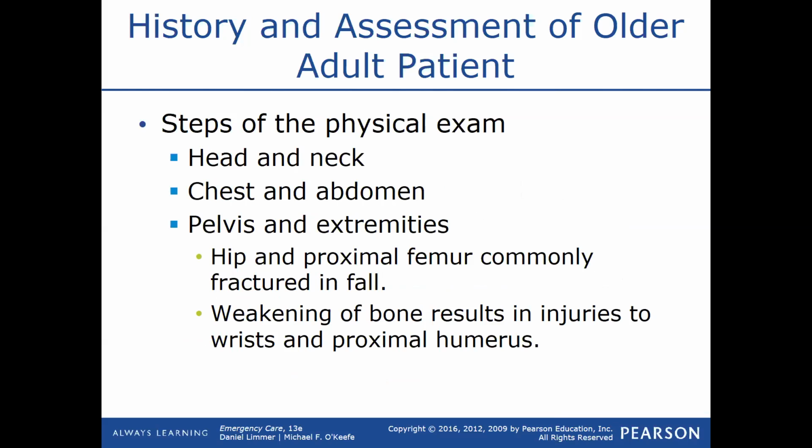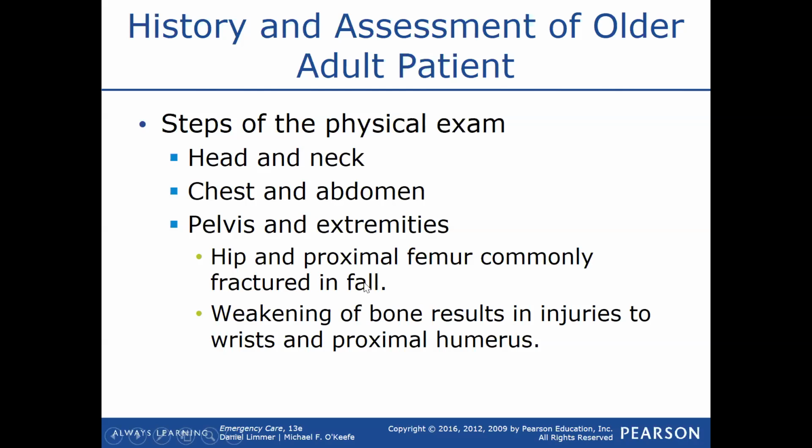So pelvis and extremities. Hip and proximal femur commonly fractured in falls. So yes, this is very common. This is a very common fracture. It's going to be a hip fracture, or really it's the femur fracture, but the very top part of the femur. Weakening of bone results in injuries to wrist and proximal humerus.